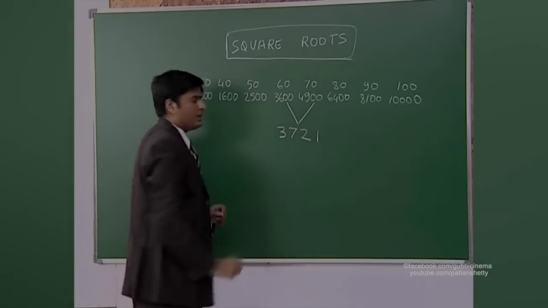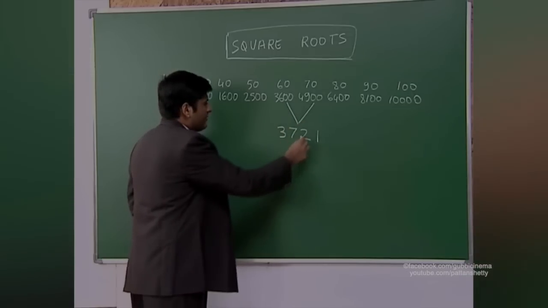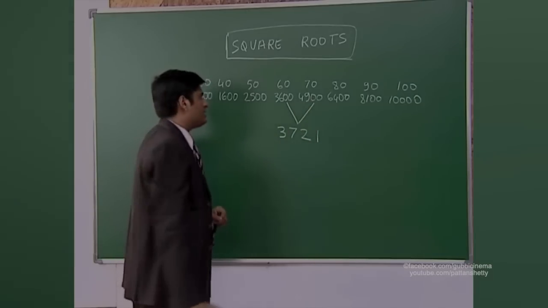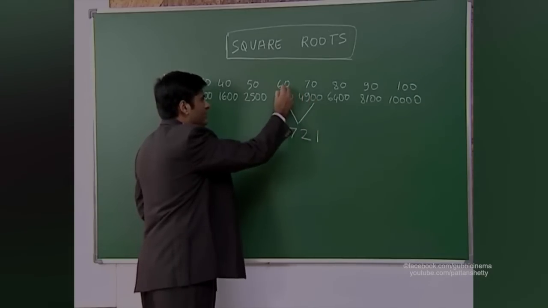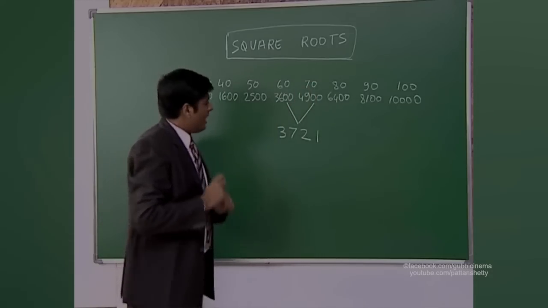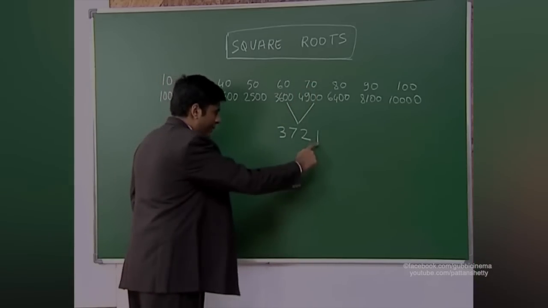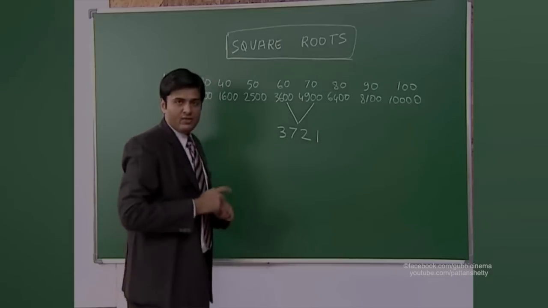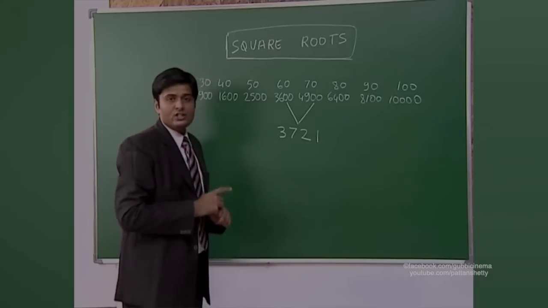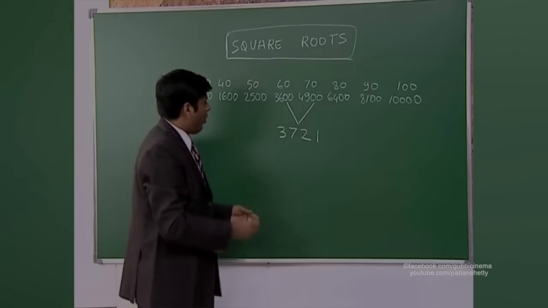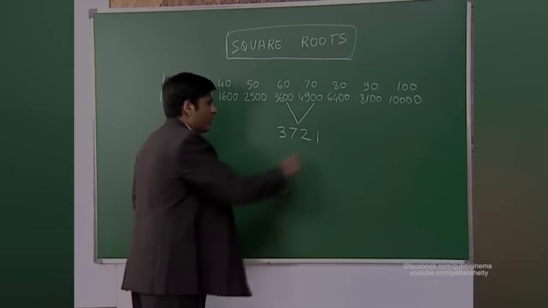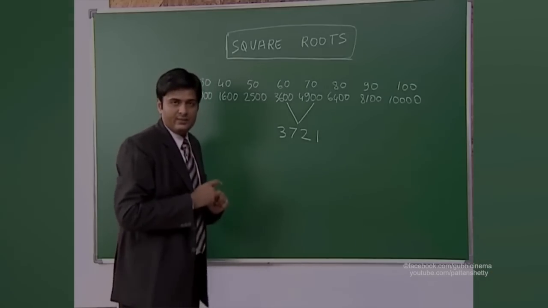3721 is bigger than 3600 and 3721 is smaller than 4900. That means, friends, our answer will be between 60 and 70. That much is confirmed. We also know that the number ends in 1, and we just saw in the key that if the number ends in 1, the square root ends in 1 or 9.